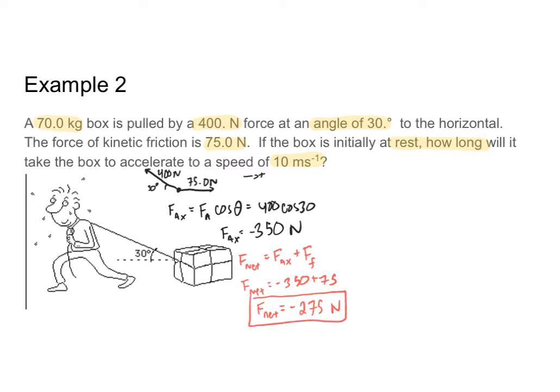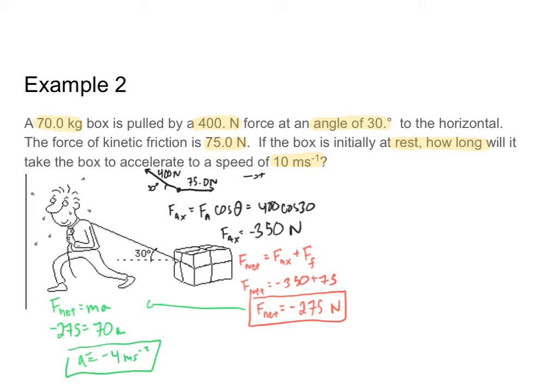Now I can use that to figure out my acceleration, and you guys are seeing now that this is a lot of steps, right? So I'm going to go ahead over here so I have enough space. So I know that F net is equal to mass times acceleration, or negative 275 is equal to 70 times my acceleration, giving me an acceleration of approximately negative 4 meters per second squared.